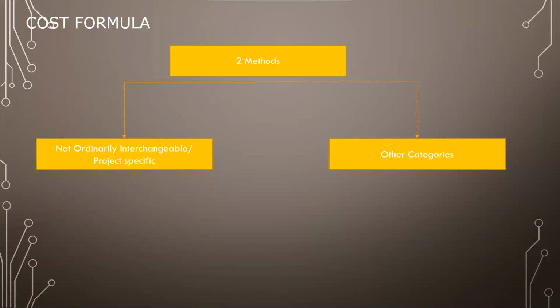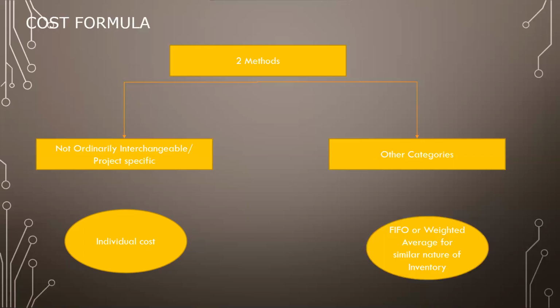Now, on the other side, you will have inventories which are interchangeable or which don't fall under this category. So this standard talks about two things. One, it is project specific, which are not ordinarily interchangeable. You can very well put the individual cost for that inventory. Now for the other categories, the standard gives an option. Either you can follow the first in, first out method or the weighted average method. You can choose depending on your industry, depending on the nature of your business.